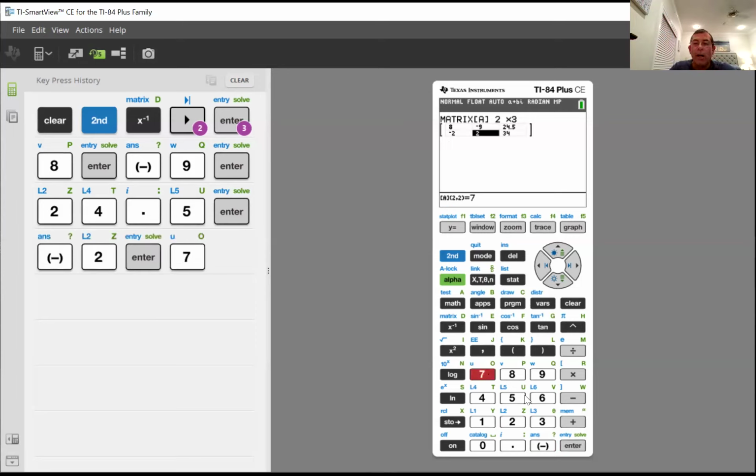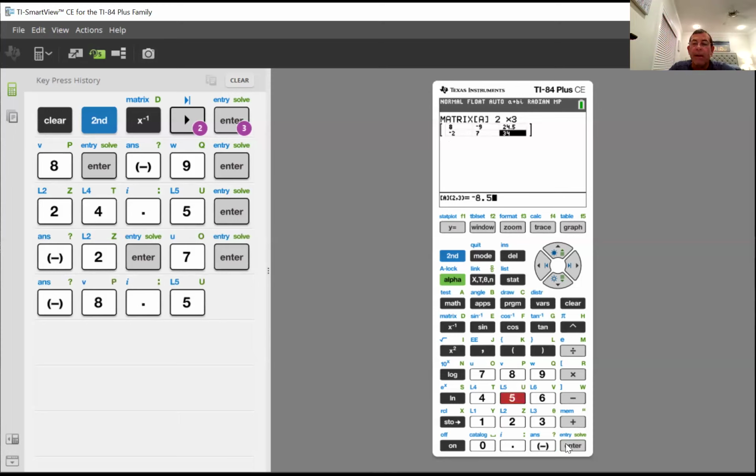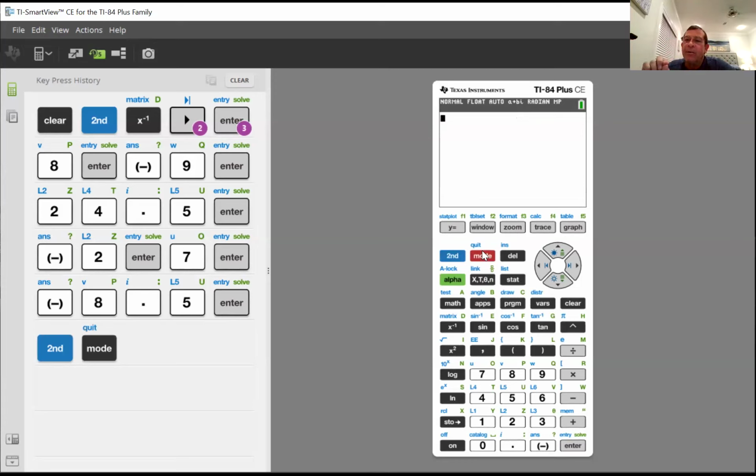7 for the y, enter. And then a -8.5 for that answer, and enter. So all our equations are now in this matrix. So what we're going to do now is quit the screen by hitting second and the mode button right next to it. See above it, it says quit in blue.